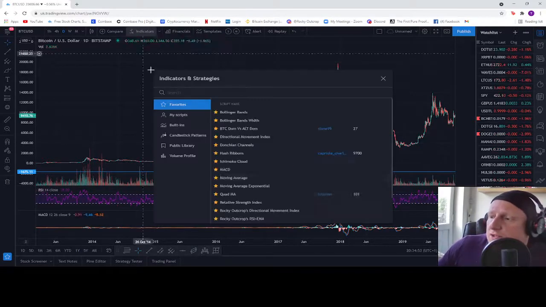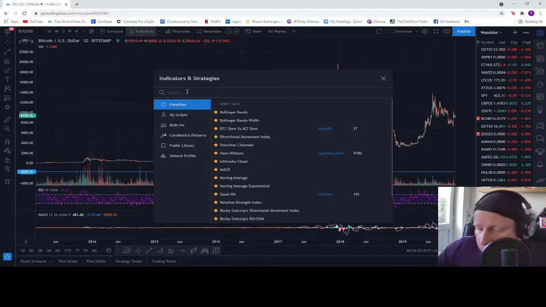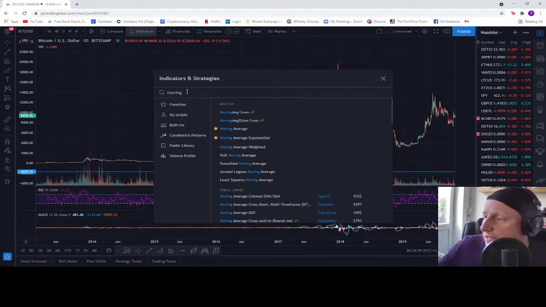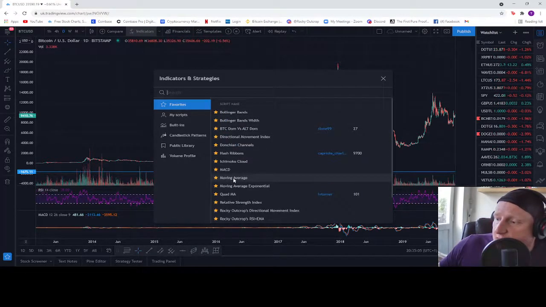Right, here we go. So what you're going to do is, first of all, you're going to type in there moving average, MOVING, and you'll see that I've got a little star next to mine. I've starred it so that it appears upon the favorites as moving average.